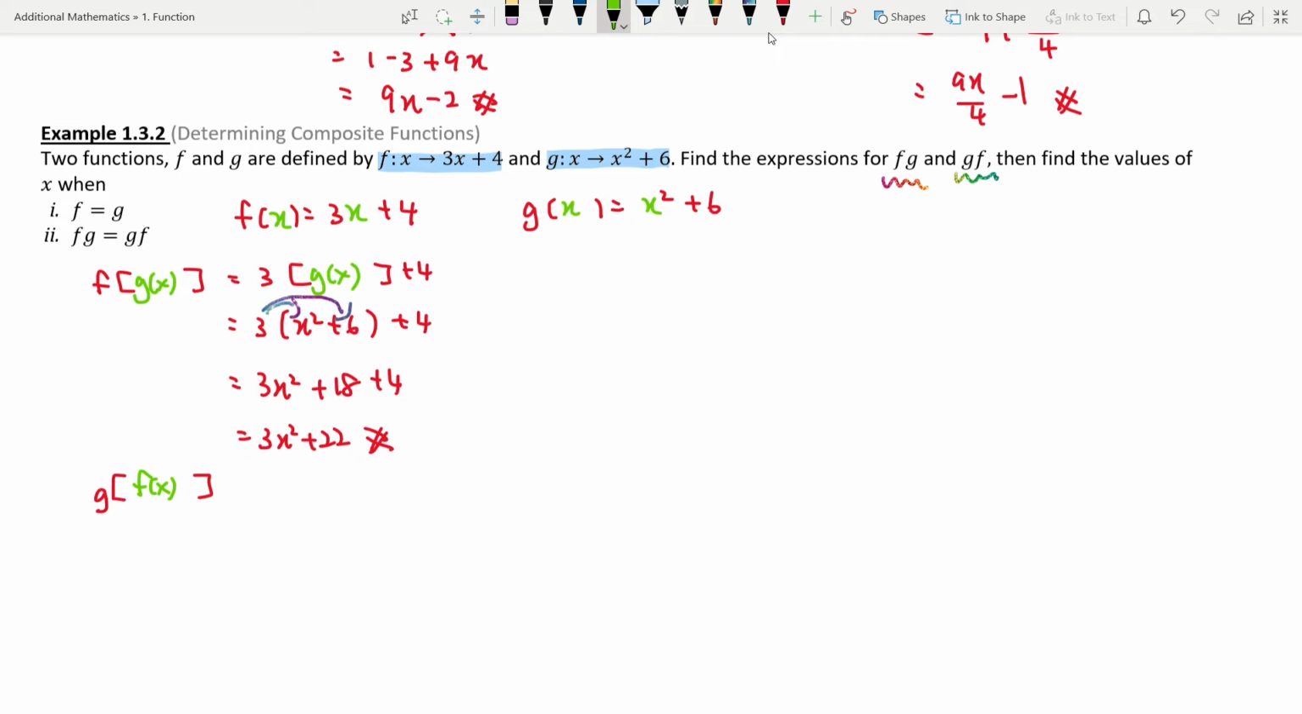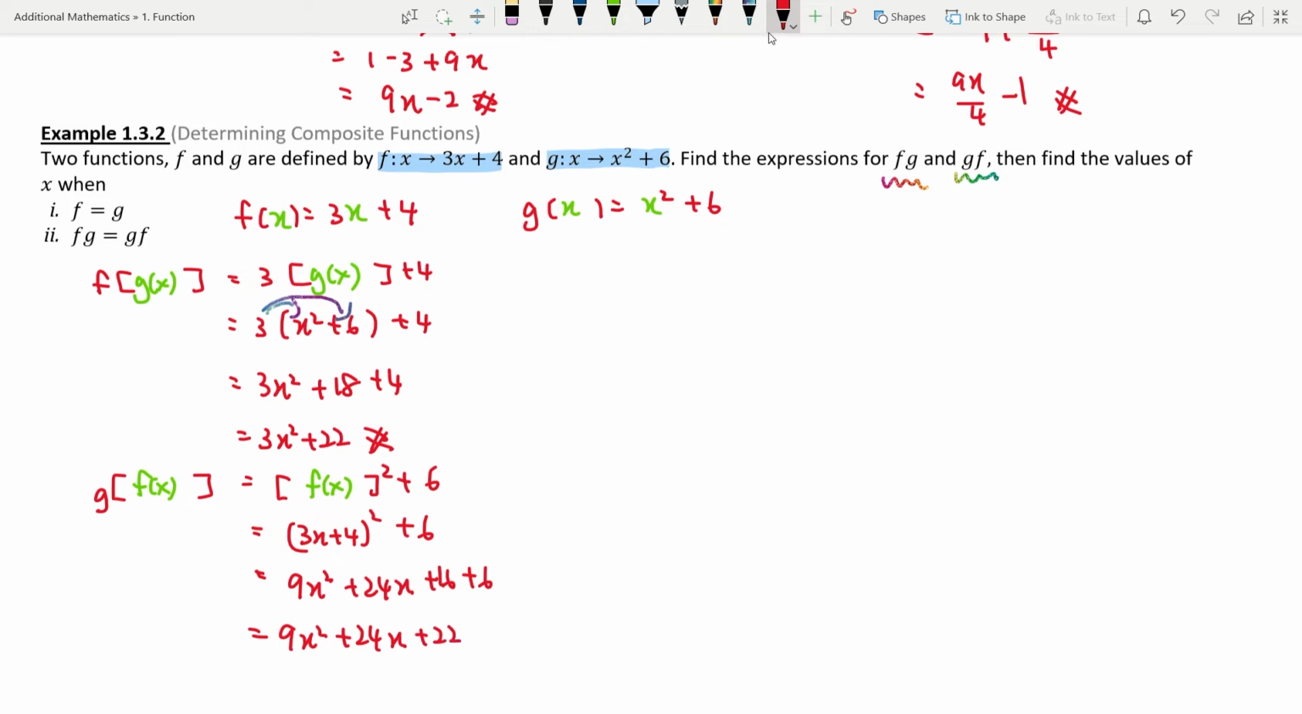Substitute the f(x) into the function g. We get (f(x)) squared plus 6. What is our f(x)? 3x plus 4, squared, plus 6. Expand the bracket. We have 9x squared plus 24x plus 16 plus 6. Simplify it. We have 9x squared plus 24x plus 22.